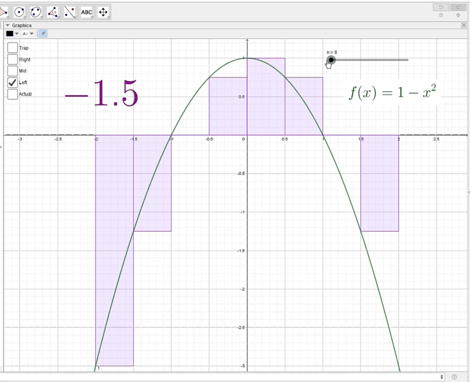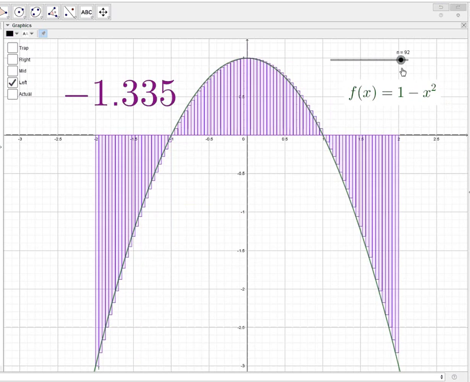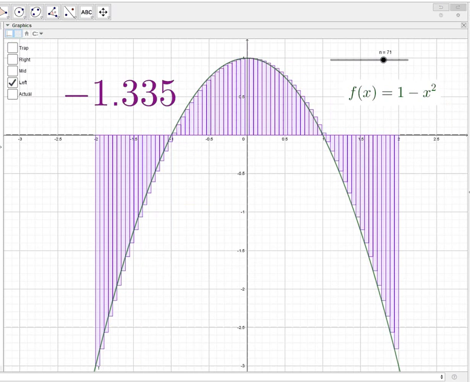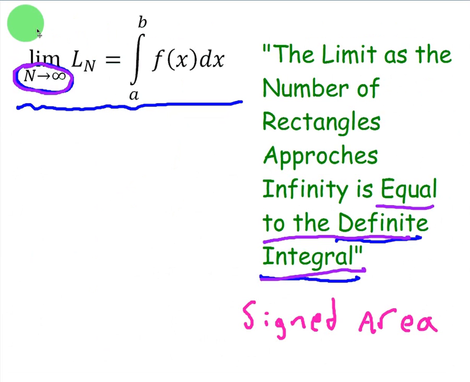We can see that as we start with 8, we got negative 1.5. That's a bit of a difference from the actual, but as we increase our number of rectangles, we get really, really close to the actual number. Now, how do we notate that? Well, we're going to use a limit. We're increasing the number of rectangles, and so the limit as the number of rectangles approaches infinity of our left point approximation, so as n gets bigger and bigger, is going to give us the actual signed area from a to b, or the definite integral of f of x from a to b.